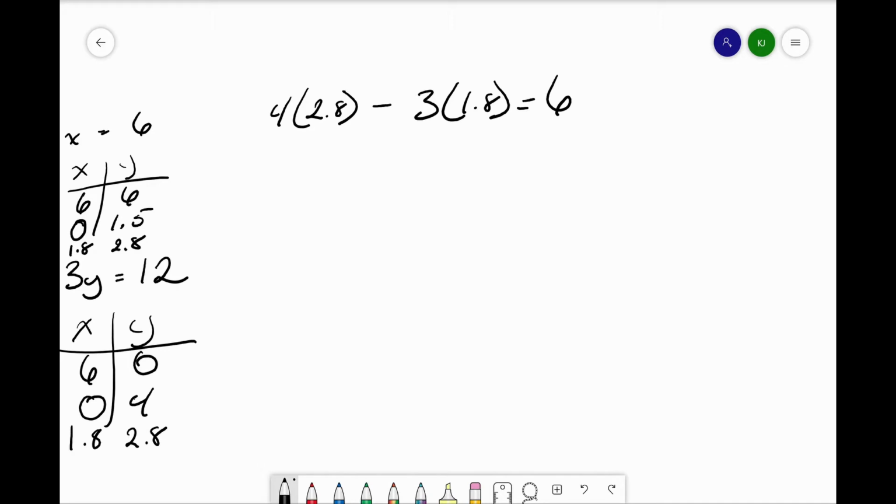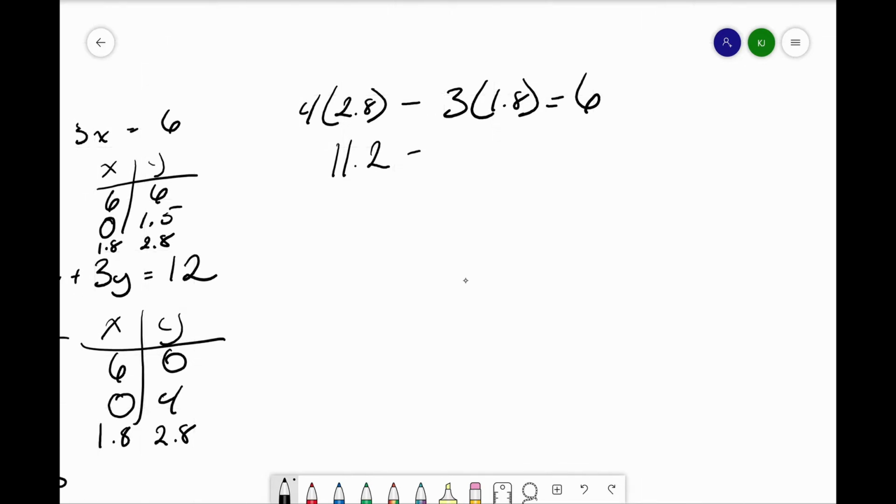Alright, so we can tell when we check this, we go 4 times 2.8 is 11.2 minus 3 times 1.8, which is 5.4, equals 6. Then we can stack these to make it easier to subtract. So we have 11.2 minus 5.4, which is actually going to get to 5.8, but then when we round up, it does equal 6, so both sides will equal 6.